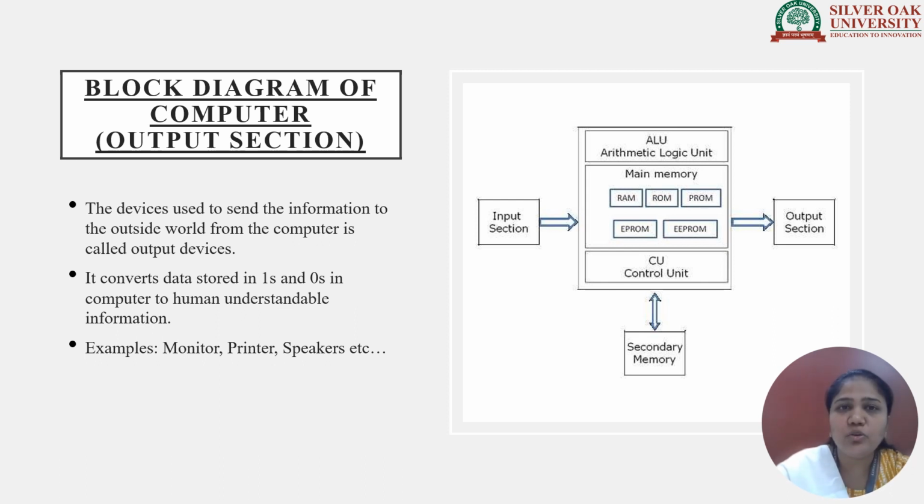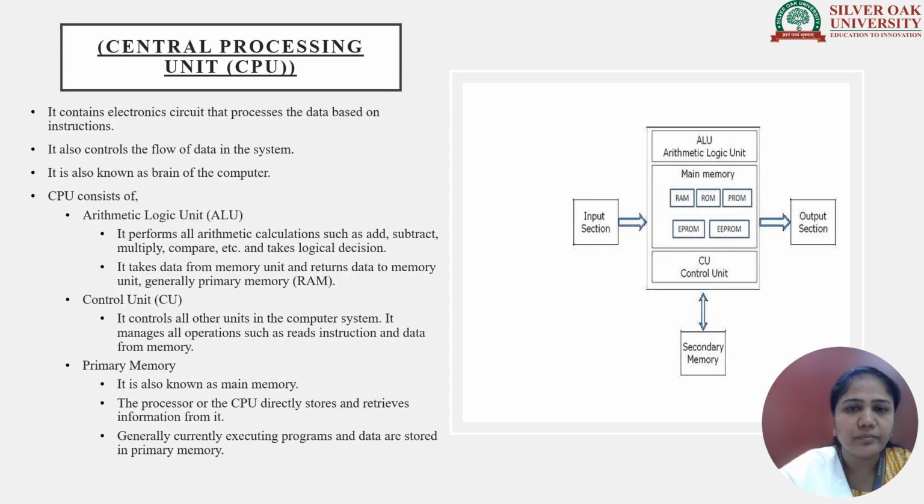For that, we need to convert it into the higher level language, that is nothing but the human understandable language. So that work is done by the output devices. What are the examples of output devices? Obviously, the monitor, printer, speaker, through where we are getting the data, where we are getting the visible output. That is called the output section.